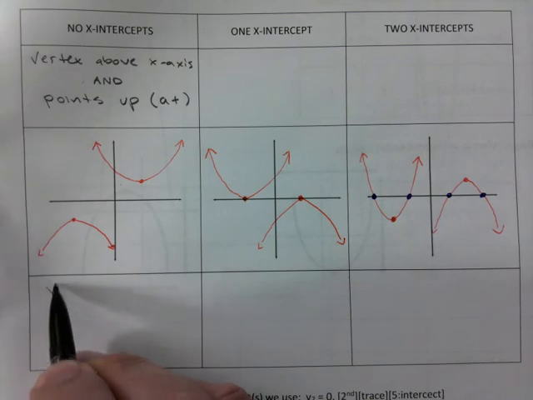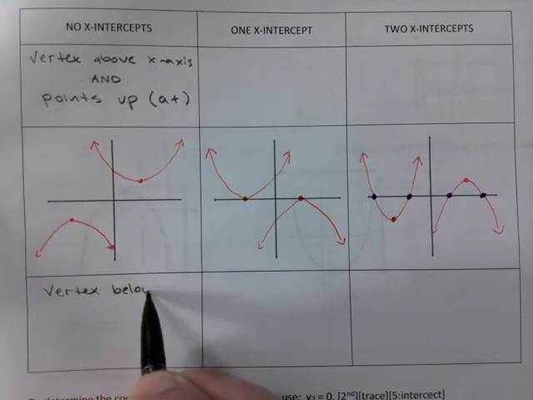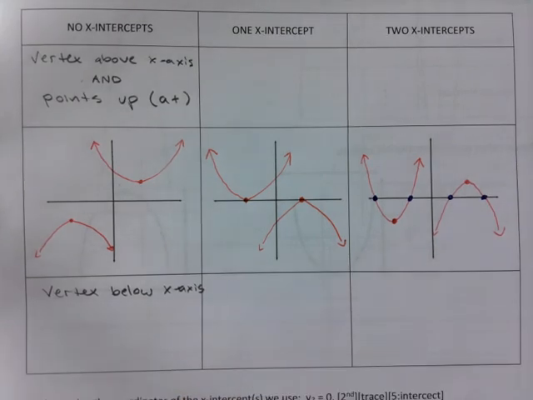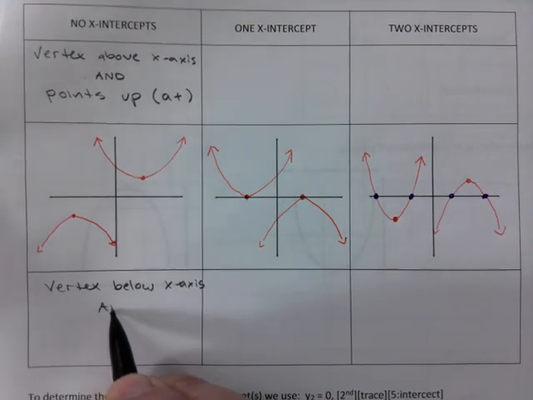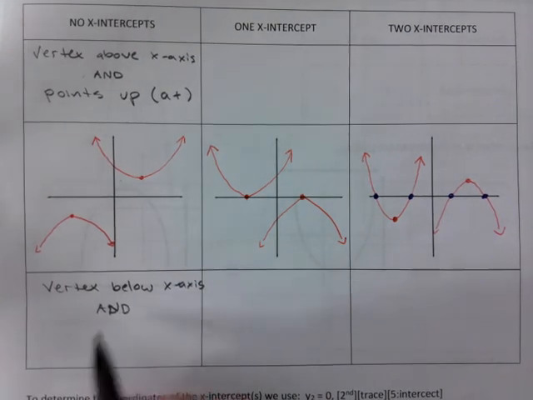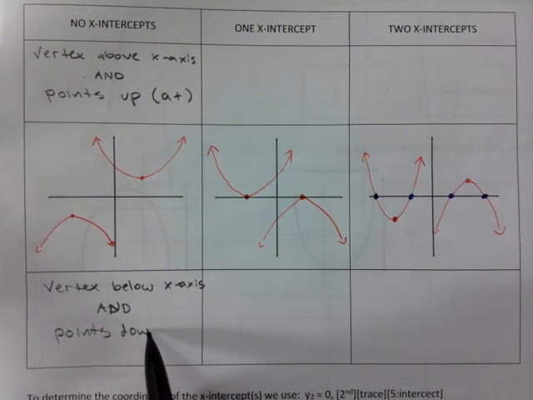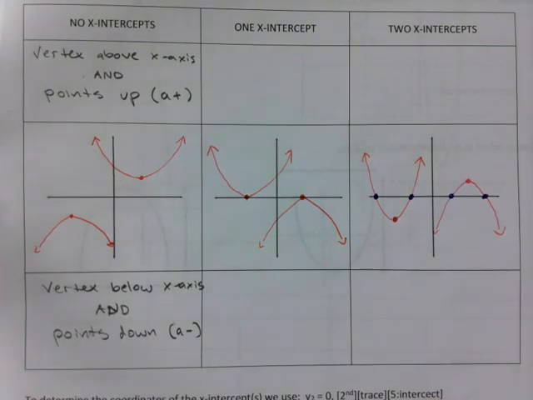Or you can say that vertex could be below the x-axis and points down, meaning A is negative. Leading coefficient will be negative.